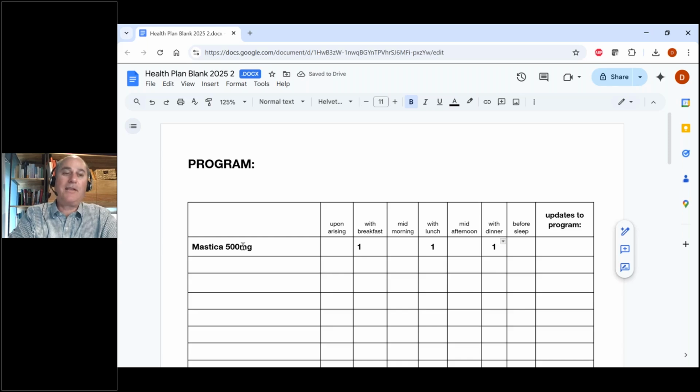There's GI this, GI that, whatever they're called. There's a ton of different products that have the Mastica. Some companies just sell the Mastica by itself. But that's round one.